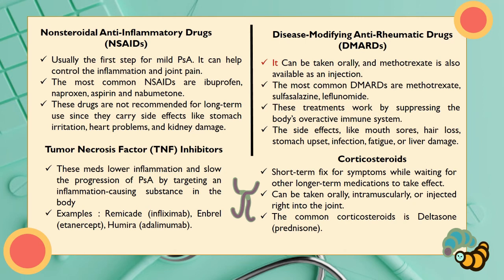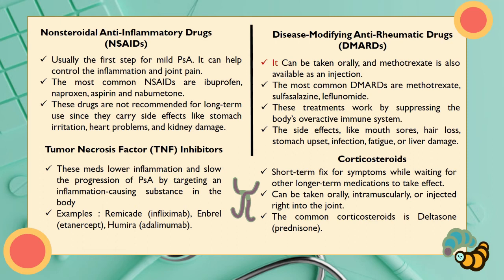Next, the treatment for psoriatic arthritis is disease-modifying anti-rheumatic drugs. It can be taken orally, and methotrexate is also available as an injection. The most common are methotrexate, sulfasalazine, and leflunomide. These treatments work by suppressing the body's overactive immune system. The side effects include mouth sores, infections, fatigue, or liver damage.